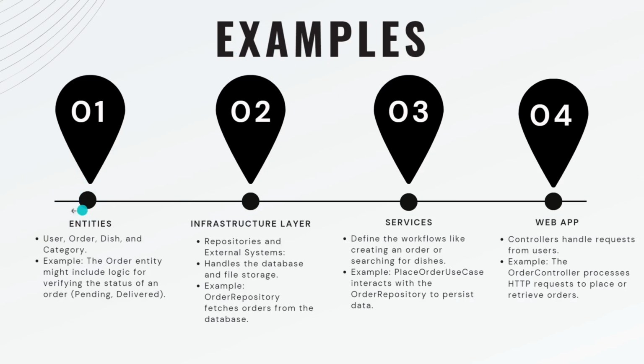An example of entities that we've already seen in the past lecture are user, order, dishes, and categories. For example, the order entity might include logic for verifying the status of an order, if it's pending or delivered. Infrastructure layer, the repositories and external systems. It handles the database and file storage. An example could be the order repository fetching orders from the database.